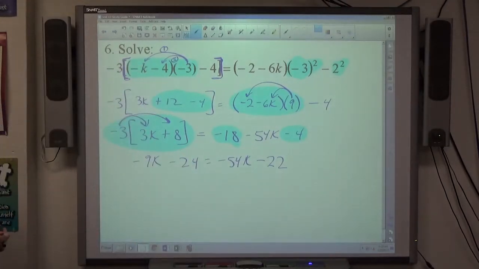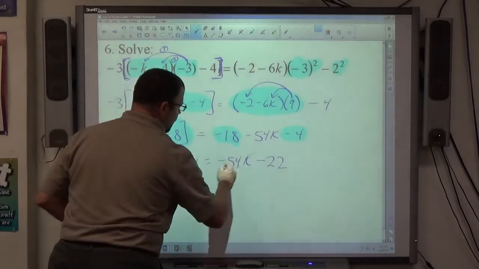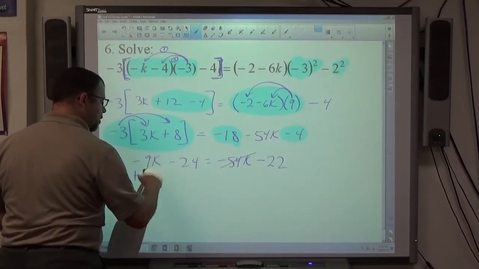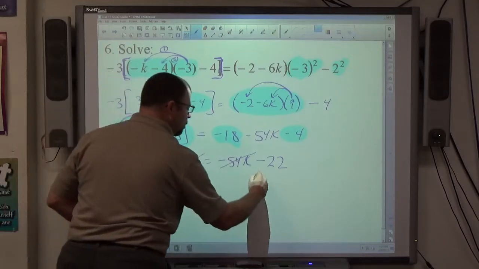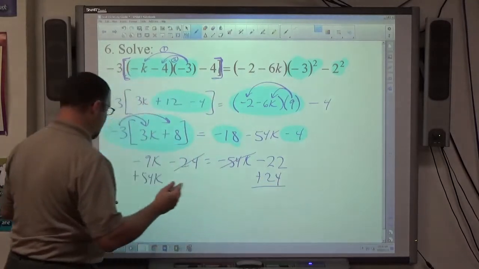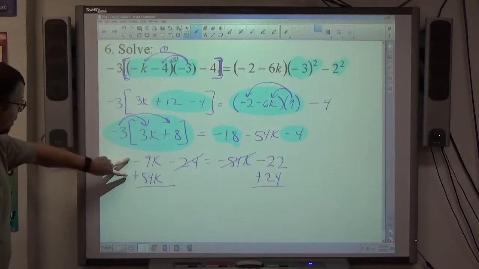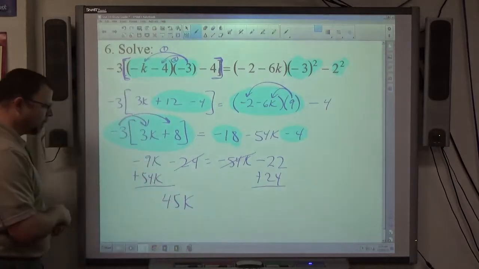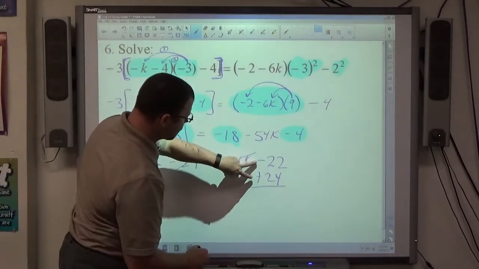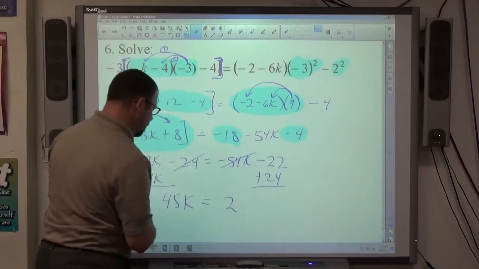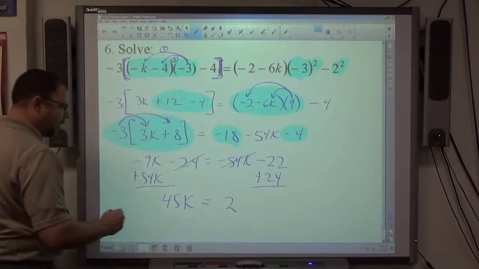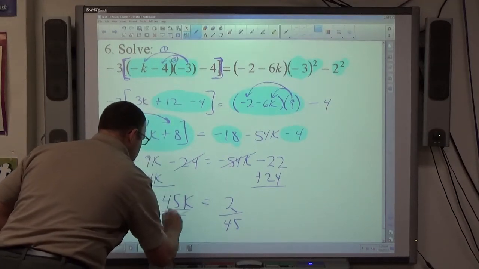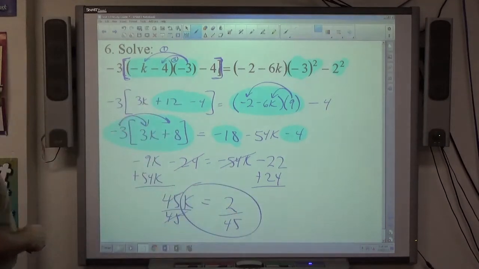At this point, I want to get letters on one side, numbers on the other, so I'm going to move the 54k to the left. Negative becomes positive. I move the -24 to the right. Negative becomes positive. Again, I make my decision, should I add or subtract based on signs? These signs are opposite, so I subtract. 54 is bigger, so it's positive. Opposite sign, so I subtract. 24 is bigger, so it's positive. And if 45k is equal to 2, we divide both sides by 45. So k is equal to 2/45.